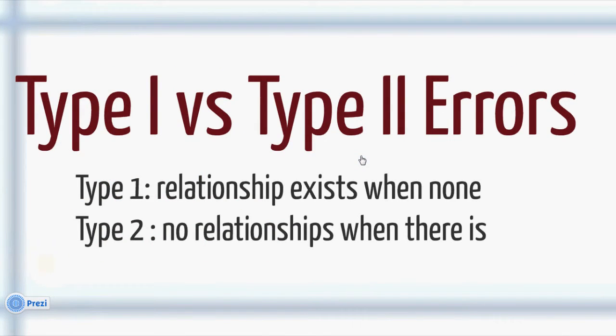Finally, there are two types of errors that the researcher might commit in doing inferential statistics. Type 1 error is committed when a researcher finds a relationship when none exists, and type 2 error is committed when a researcher finds no relationships when there is.